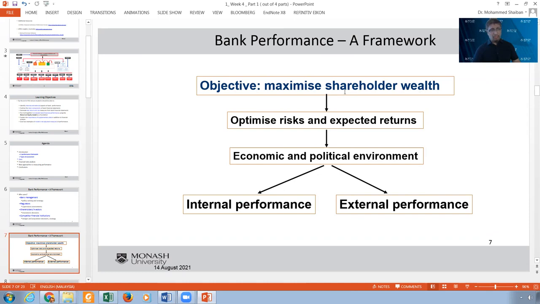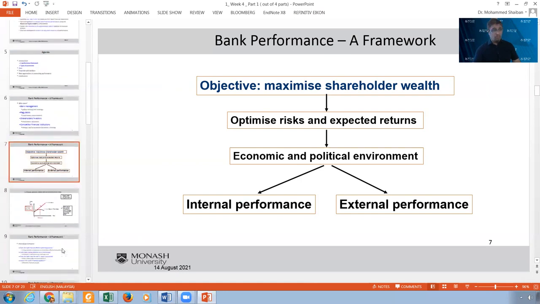Now, also when we talk about the framework, we have to look at the economic and political environment. So when we talk about the political environment, as I told you, the regulators. We can talk also about our performance in CSR, on the social front. All of those issues, we need to look at when we evaluate the performance of the bank. Overall, we divide the performance into internal performance and external performance, and we will talk about this when we move a little bit.